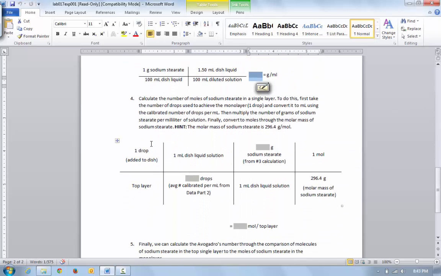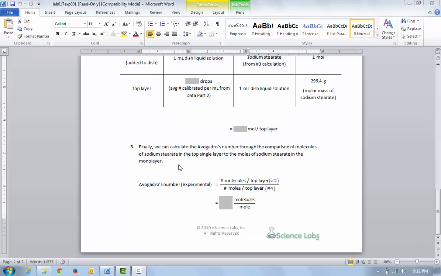Then you're going to multiply all these numbers on the top. Then you're going to take the bottom numbers and multiply those together. Then you're going to take the number that you get when you multiply the top, divide by the number that you get when you multiply the bottom, and that's the answer that's going to go in that spot.